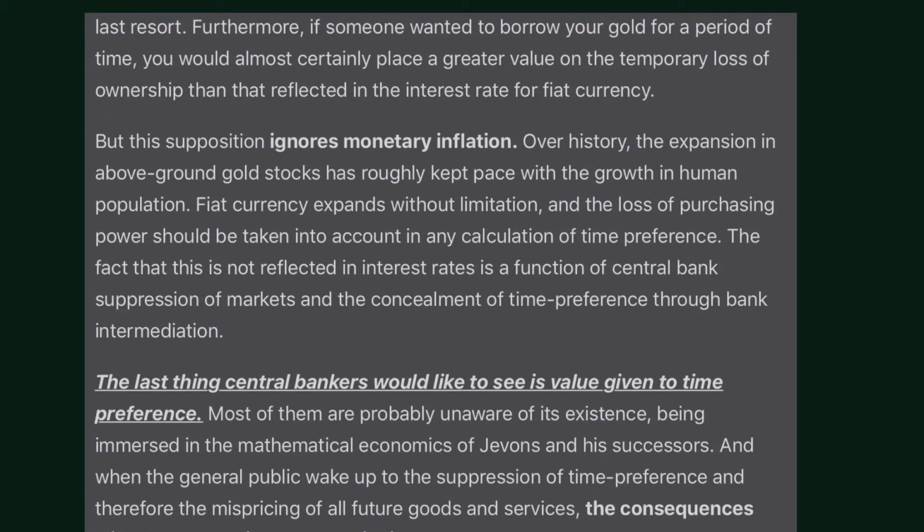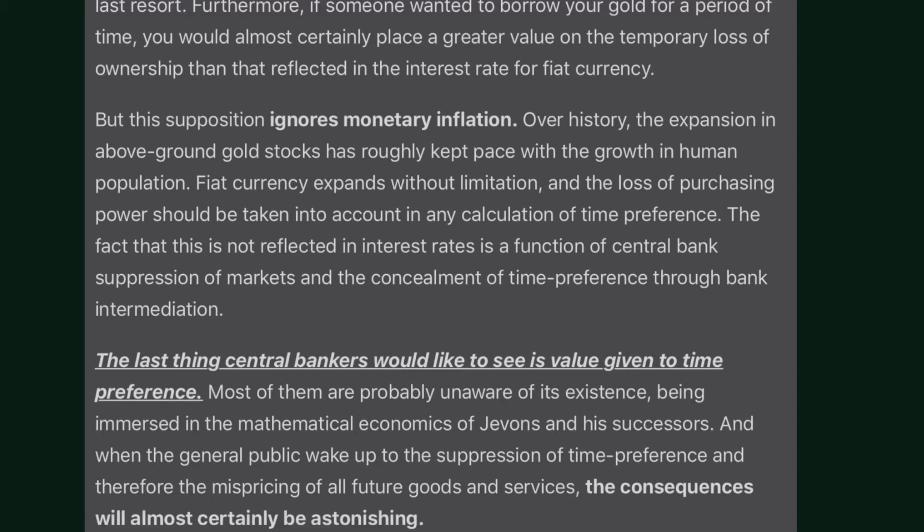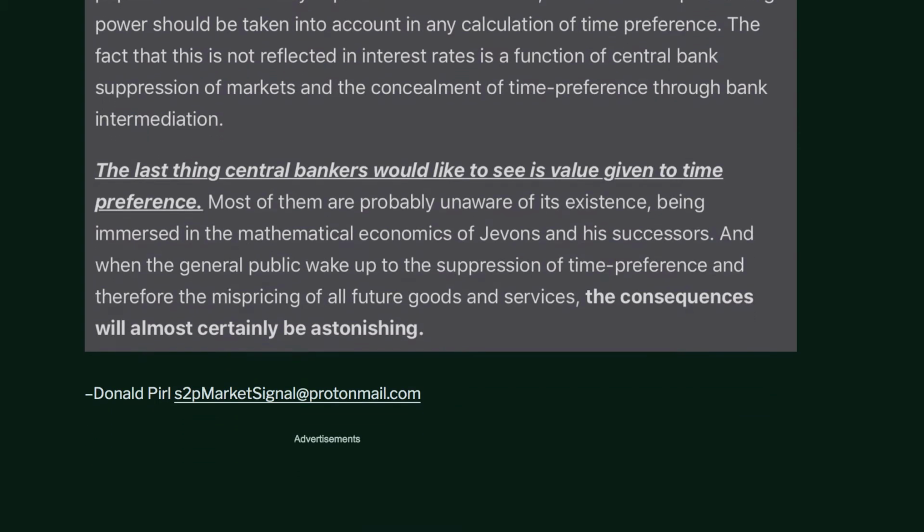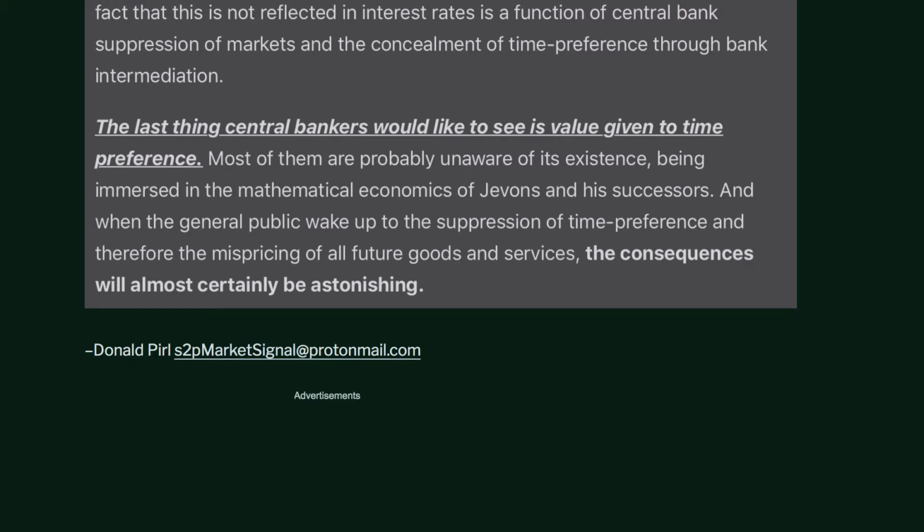Furthermore, if someone wanted to borrow your gold for a period of time, you would almost certainly place a greater value on the temporary loss of ownership than that reflected in the interest rate for fiat currency. But this supposition ignores monetary inflation. Over history, the expansion in above-ground gold stocks has roughly kept pace with the growth in human population. Fiat currency expands without limitation, and the loss of purchasing power should be taken into account in any calculation of time preference. The fact that this is not reflected in interest rates is a function of central bank suppression of markets and the concealment of time preference through bank intermediation.